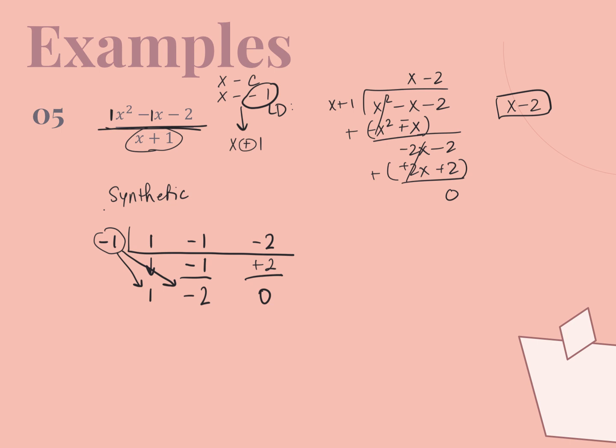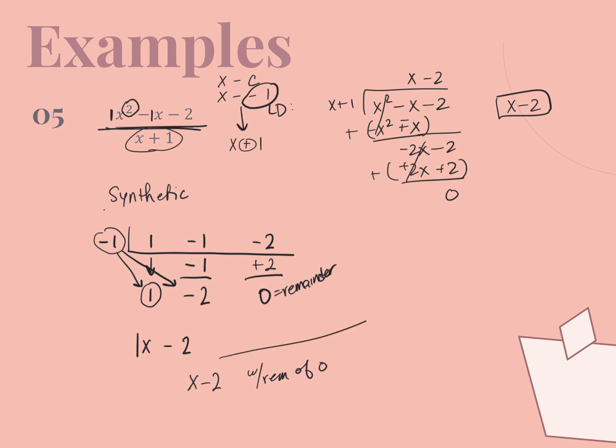Whatever number is in the last column, that's my remainder, okay? And then I'm going to look at the degree that I started. I started with an x squared, so my quotient is always going to be 1 less than x squared, so x to the first. And this is going to be my new coefficient for that term. So it's going to be 1x, and then after x is just the constant, so it's minus 2. So notice that my answer is x minus 2 with a remainder of 0.